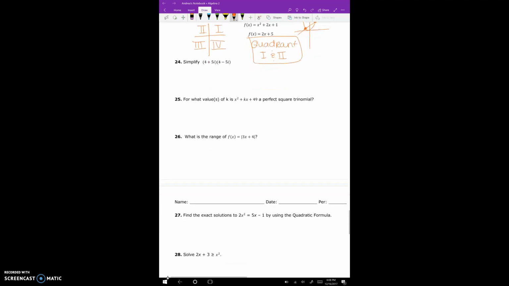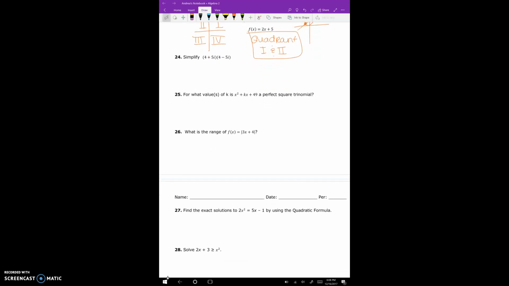So the next one, simplify 4 plus 5i times 4 minus 5i. If you notice something about this, these are complex conjugates. So something interesting is going to happen here. I'm going to just start out by distributing. 4 times 4 is 16. 4 times negative 5i is negative 20i. 5i times 4 is positive 20i. And then 5i times negative 5i is negative 25i squared.